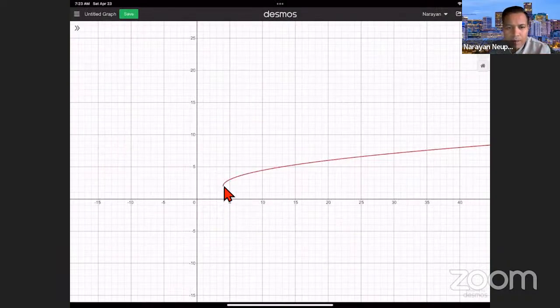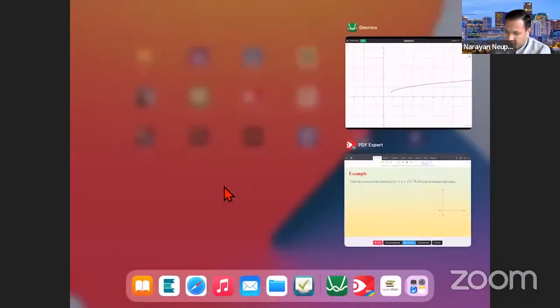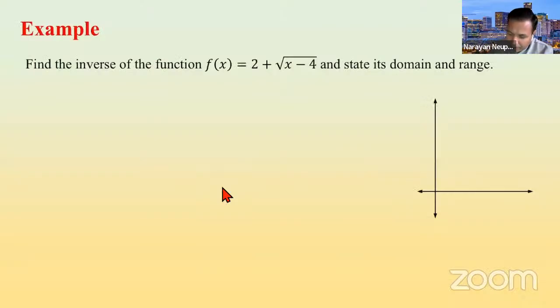So you can see if you look at this starting point on the graph, that point is 4 comma 2, right? So we have the square root function that is transferred 4 units to the right and 2 units up. Okay, that is the graph. So let me quickly sketch the graph of that function over here. You can also sketch this so that it's easy for us to answer a couple of questions.